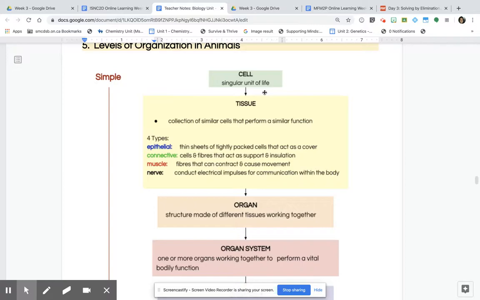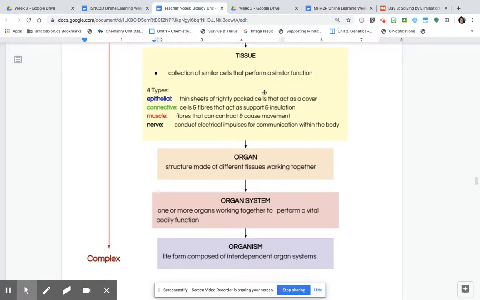So a cell is one unit, and then all of the cells together are going to make four types of tissues. And we just said that those four types were epithelial, connective, muscle, or nerve. Once we have now a group of tissues, we make what's called an organ. And an organ is like a superstructure, super specialized structure inside of our bodies that are made of different tissues working together. So organs are like our heart, our liver, our kidneys, our brain, our skin. All of those things are organs.